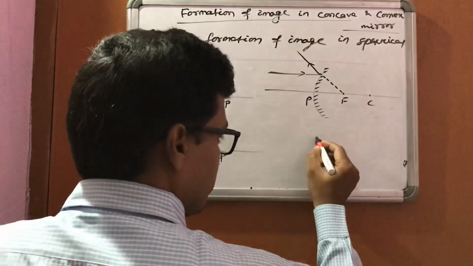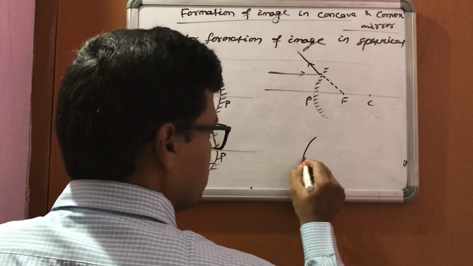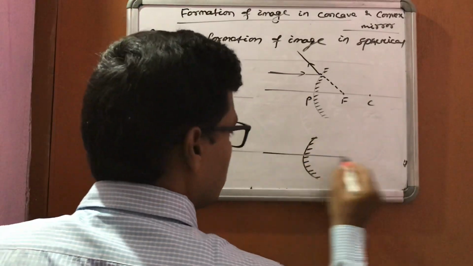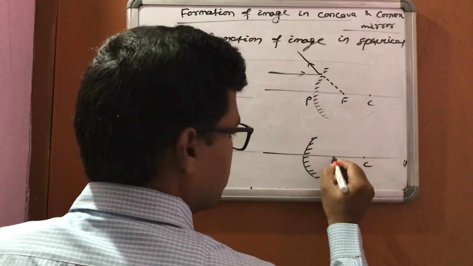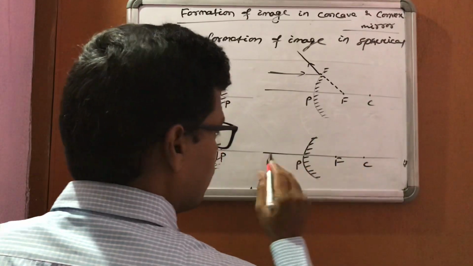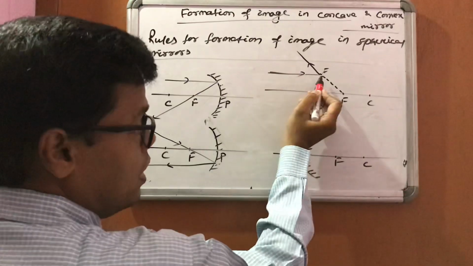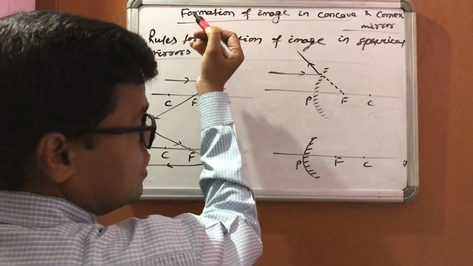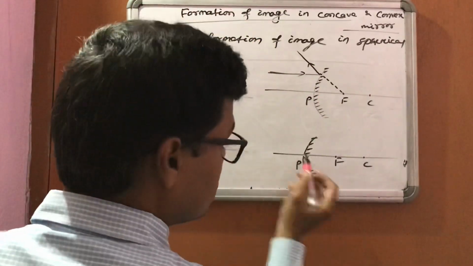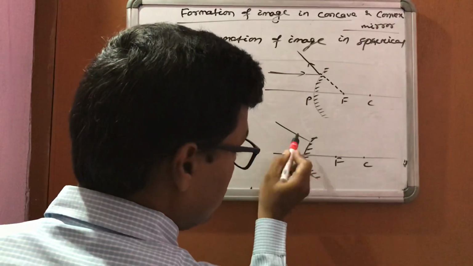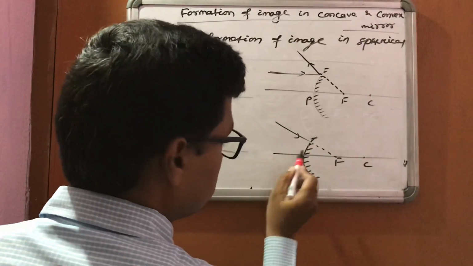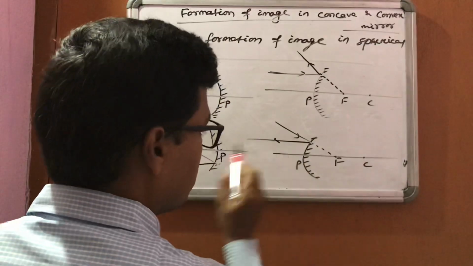In this case, in case of convex mirror, center of curvature, focus, pole. देखिए, coming parallel, diverge from the focus. Light ray coming towards focus, just opposite. Light ray coming towards the focus became parallel.